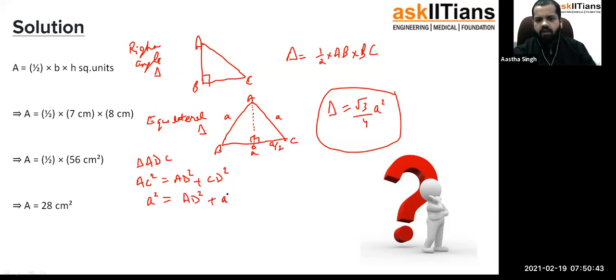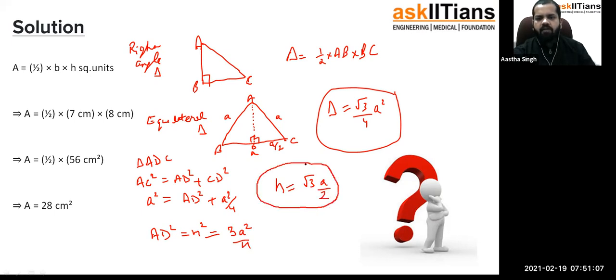CD square is A square by 4, right? So AD square, or your H height square, is equal to A square minus A square upon 4, which is equal to 3A square by 4. So basically your height came out to be root 3 A by 2. I think the point is clear, and also keep in mind always the height of an equilateral triangle is equal to root 3 A by 2, where A is the side of your equilateral triangle, right?